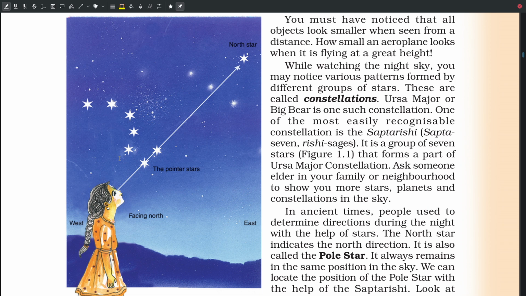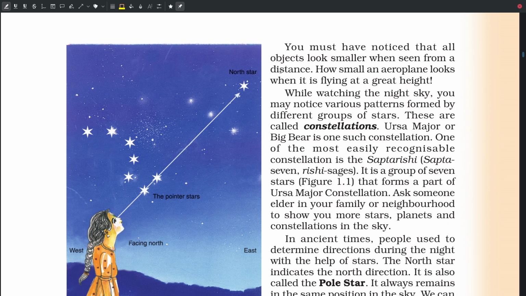Okay, now coming to the next page, we can see there is a girl just like you, looking at the night sky in the picture. Now, you must have noticed that all objects look smaller when seen from a distance. When we look from far, the objects look smaller, and as the distance increases, the apparent size of that object decreases. Like you see a train or an aeroplane or a bus moving away, it gradually appears smaller and smaller, and after some time it becomes so small that you are not able to notice it. It almost disappears.